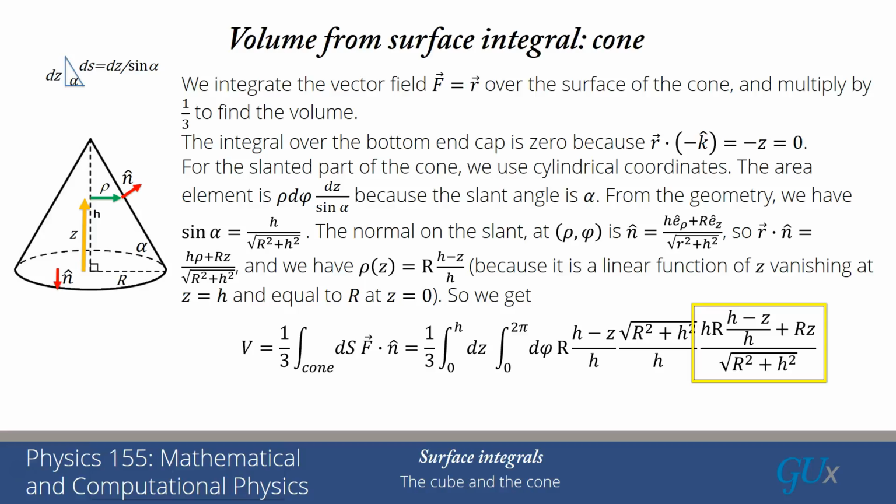You can see here I took h and then multiplied by the rho, which is R (h minus z) over h, plus rz divided by that corresponding square root. So it's complicated, but each of the terms is simply what it is. I just have to plug them in, and then I will get the right answer.